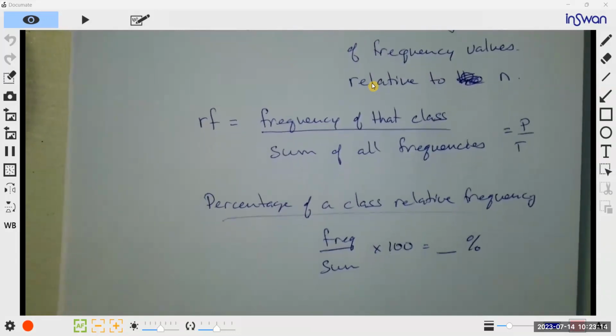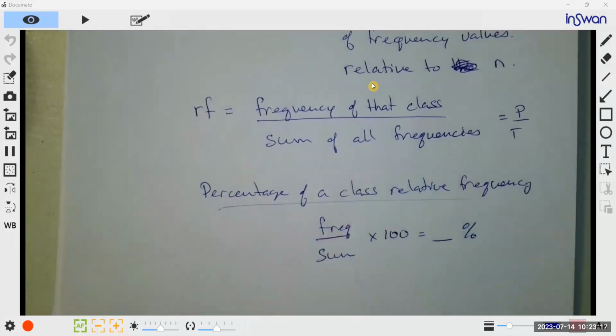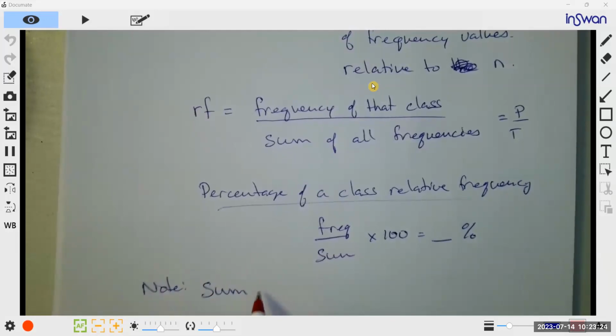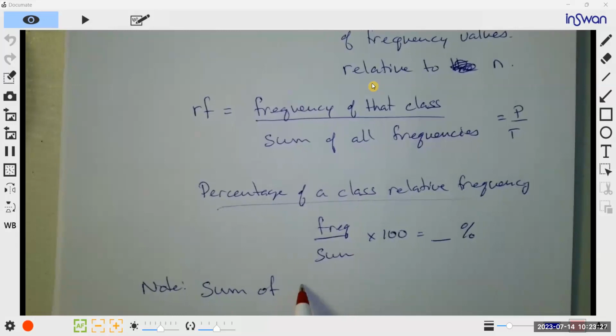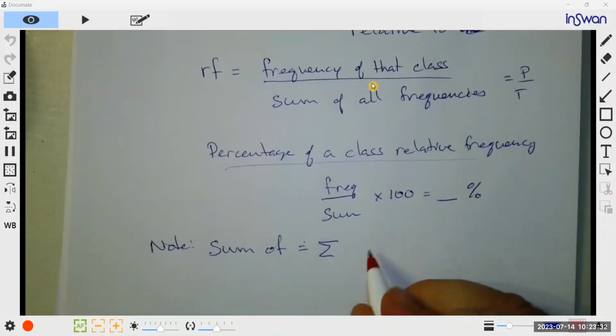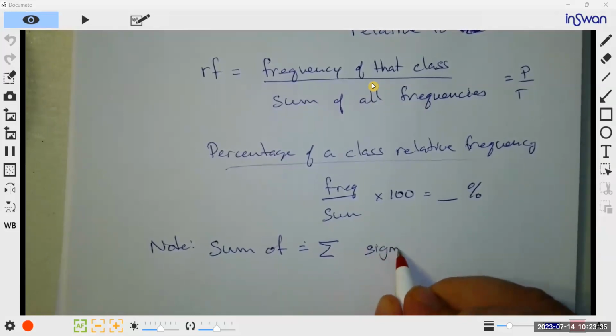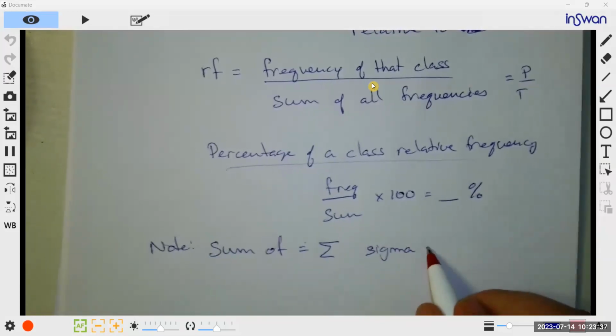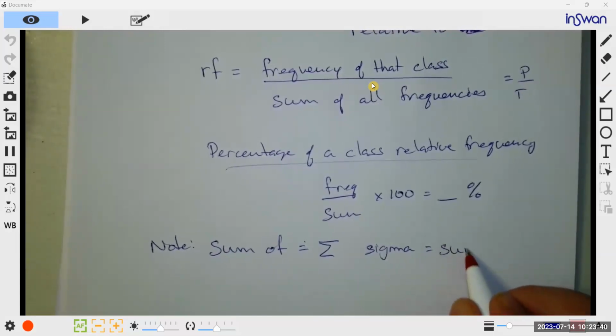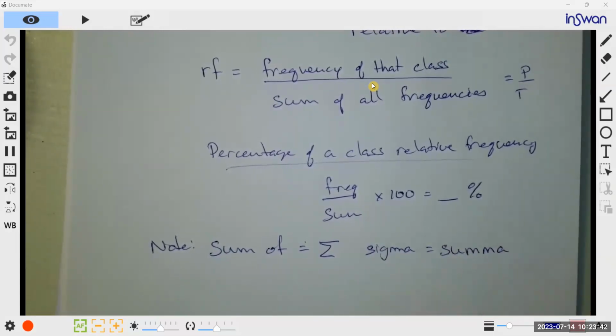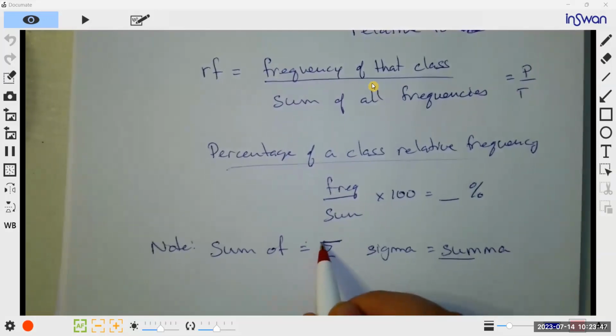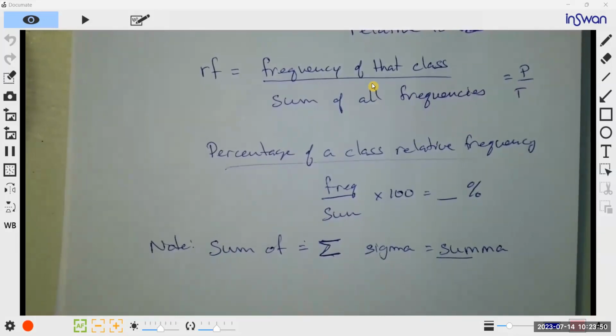Also, from here on out in this class, instead of writing the sum of whatever, I'm simply going to use this symbol. It's a Greek symbol, sigma. That's Latin, but in Greek it's called summa, which is where we get the word sum from. So it's just the big Greek letter E.